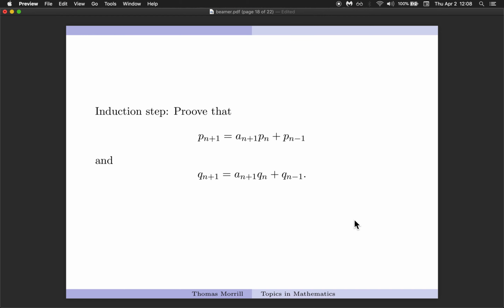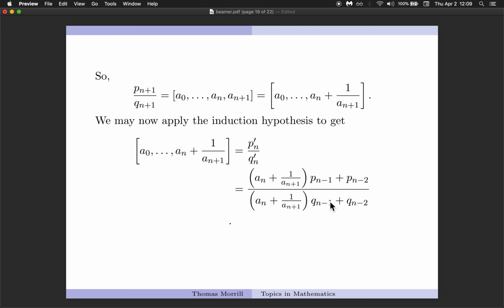So what am I trying to prove? I'm trying to prove that the next numerator is an plus 1 times the previous numerator plus the numerator before that, and likewise for the q's. Now, the fraction that I want, with numerator Pn plus 1 and denominator Qn plus 1, is the result of this finite continued fraction expansion, starting at a0, going up to an plus 1.